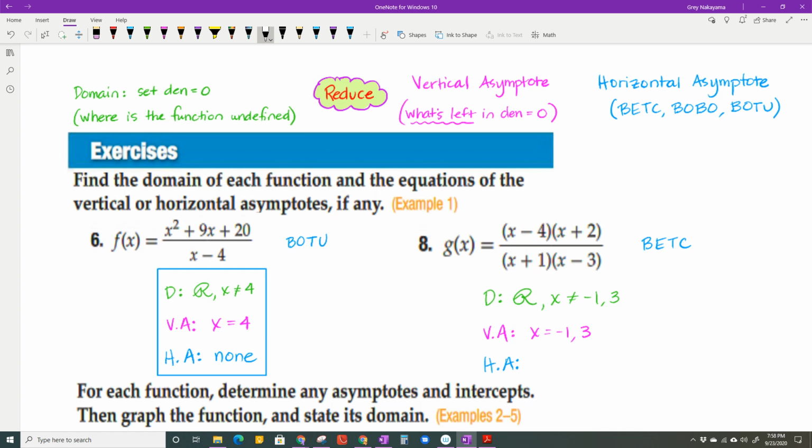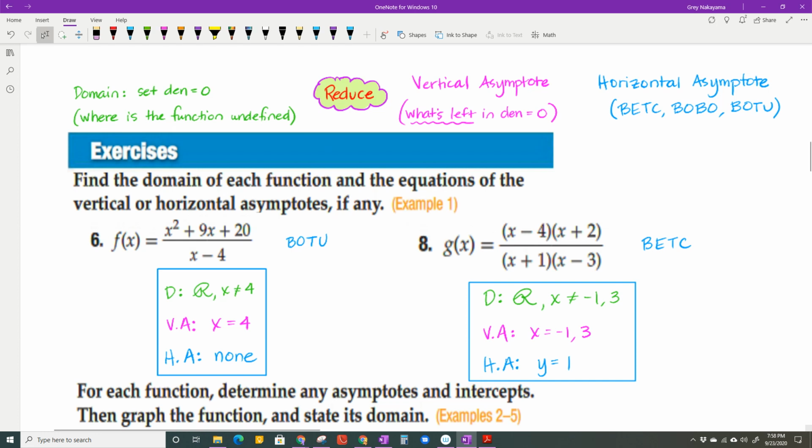And if it's Betsy, then I'm going to multiply those together, the coefficients. The coefficient here is 1. The coefficient here is 1. So I have 1's on the top, 1's on the bottom. 1 over 1 equals 1. So my horizontal asymptote is just y equals 1.